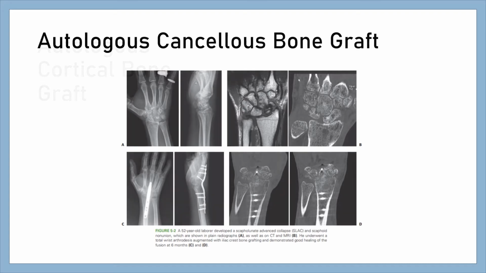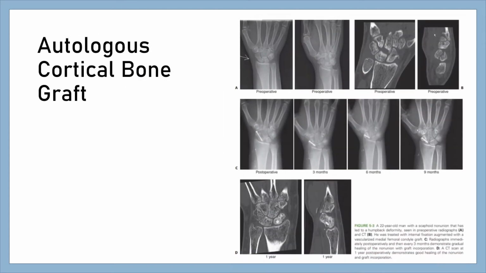And this is a picture of a 22-year-old man with a scaphoid non-union that has led to a humpback deformity, seen in preoperative radiographs and CT. He was treated with internal fixation augmented with a vascularized medial femoral condyle graft. Radiographs immediately postoperatively and then every 3 months demonstrate gradual healing of the non-union with graft incorporation. A CT scan at 1 year postoperatively demonstrates good healing of the union and graft incorporation.